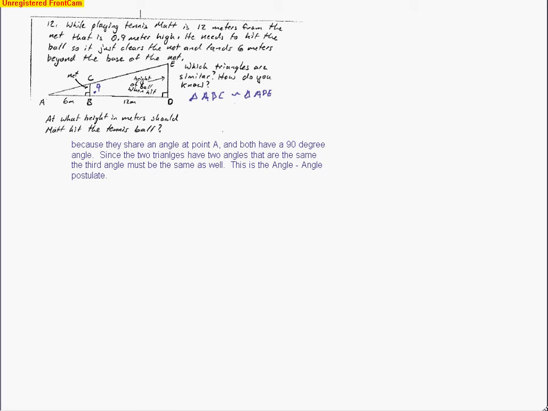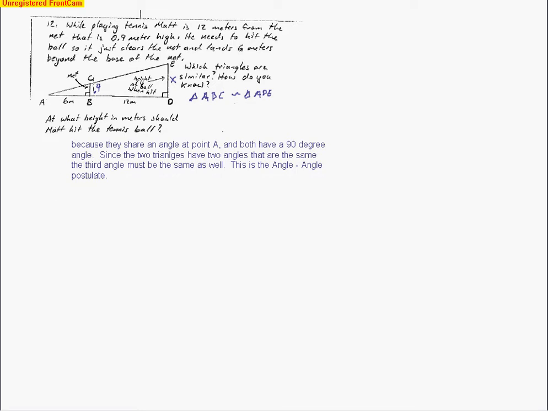These are the solutions for finishing off problem number 12 through 15 on the study guide for chapter 4. And so we worked on the first part here in the last tutorial, and that asked us whether the triangles were similar. And then the second part says, at what height in meters should Matt hit the tennis ball? And so this is what we're trying to find, this distance right here, x. And so what we're going to do is set up a proportion for this to solve.